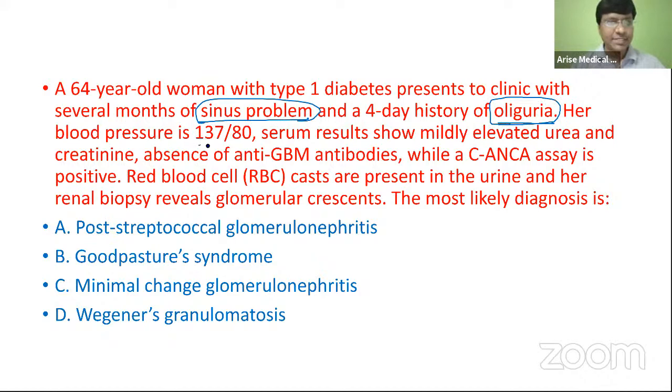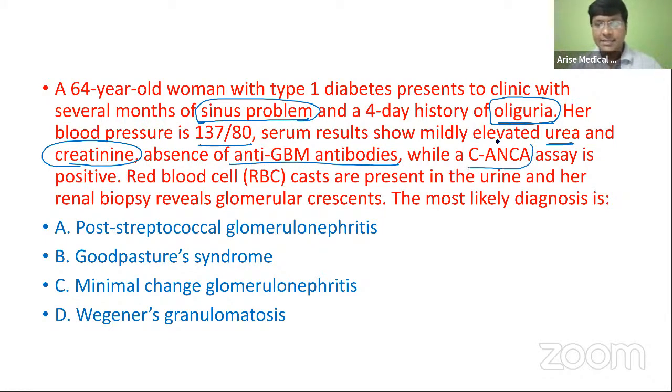Her blood pressure is 137/80, which is normal. The serum results show mildly elevated urea as well as creatinine. So this is another positive problem, raised urea as well as creatinine. And there is absence of anti-glomerular basement membrane antibodies. So anti-glomerular basement membrane antibodies are completely absent.